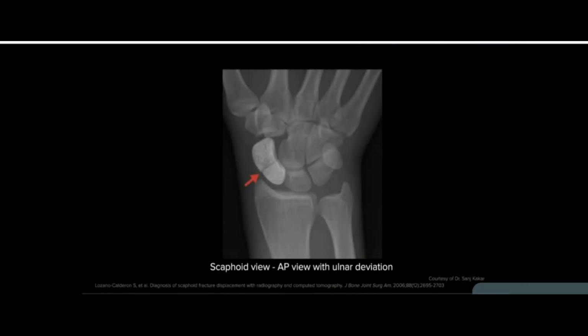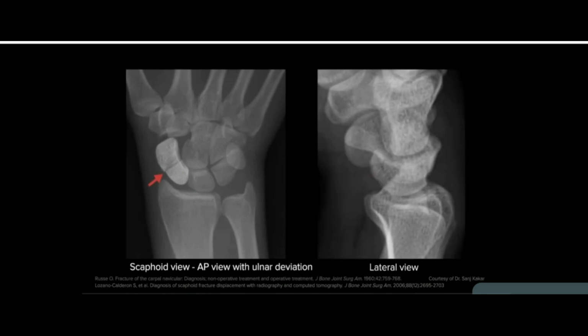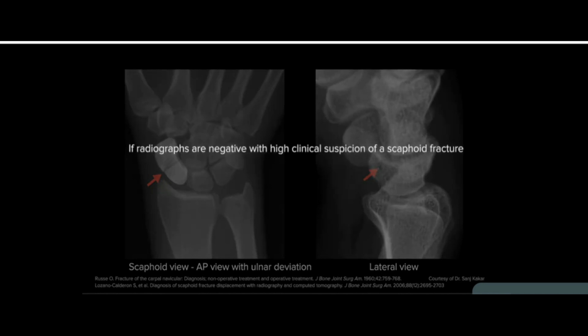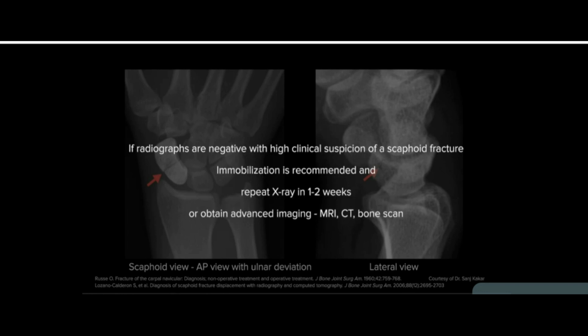For radiographic evaluation, a scaphoid view, which is an AP with ulnar deviation, and a lateral view should be obtained according to Roos. Dynamic views in 30 degrees extension are recommended as well. If radiographs are negative with a high clinical suspicion of fracture, immobilization is recommended, and repeat the x-rays in 1 to 2 weeks after the patient's initial assessment, or obtain advanced imaging such as MRI or CT.